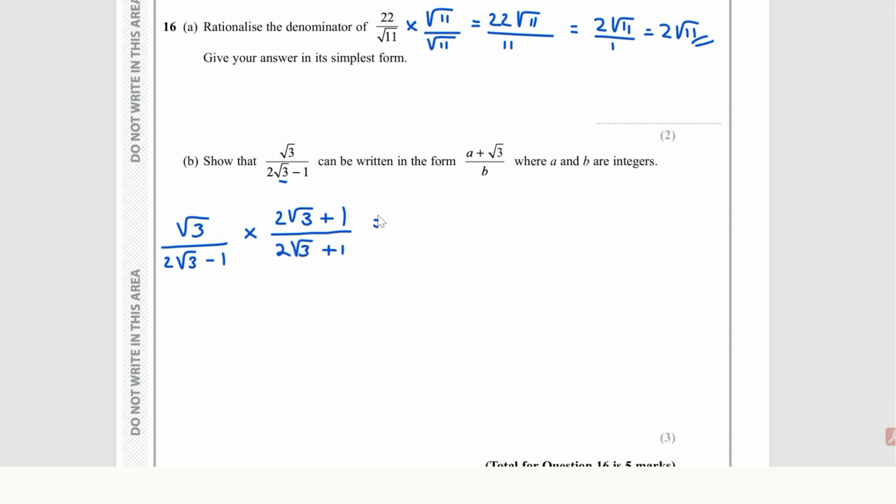Now if we go ahead and multiply across as normal, root 3 times root 3 is just 3, 3 times 2 is 6, root 3 multiplied by 1 gives us just root 3, 2 root 3 times 2 root 3, multiply the integers together gives us 4, root 3 times root 3 is just 3, so 4 times 3 gives us 12, plus 2 root 3 minus 2 root 3, positive and a minus gives us minus 1.